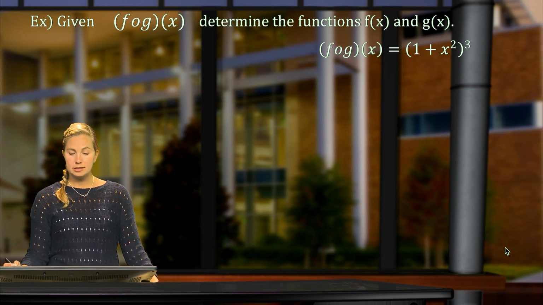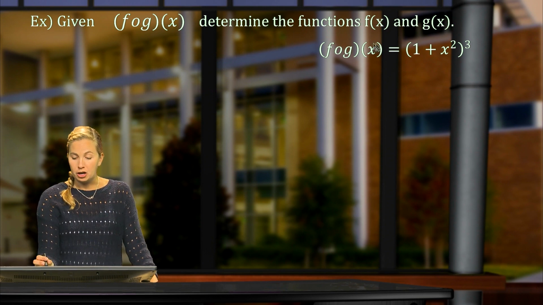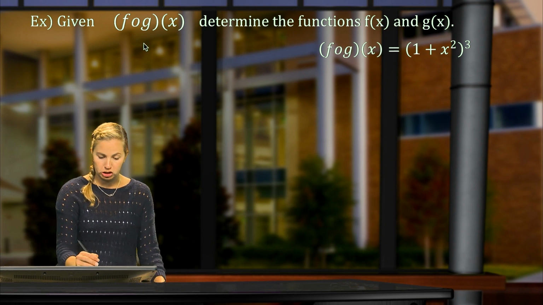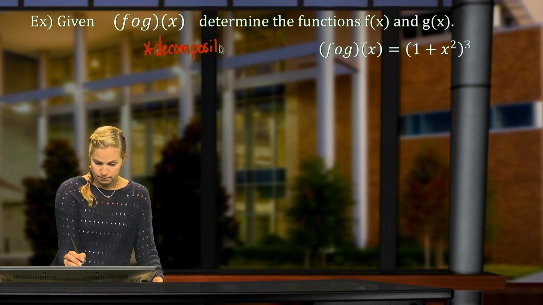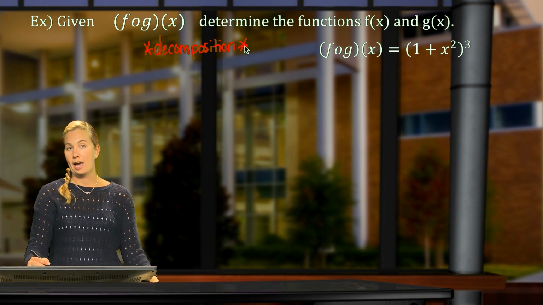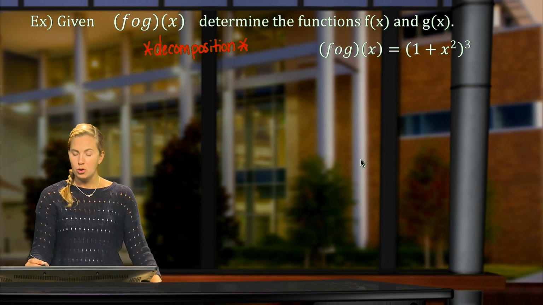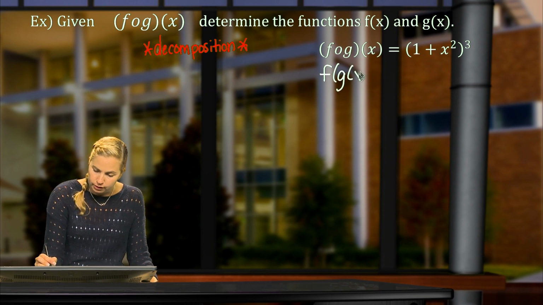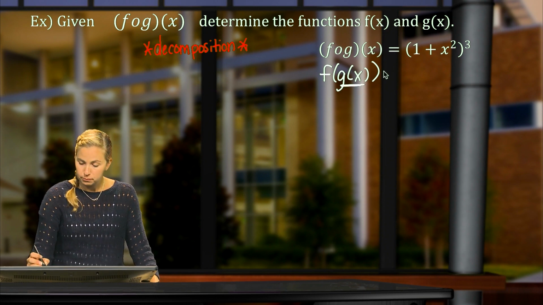Given f of g of x, determine what functions f of x and g of x were used to come up with it. So we've got our composite function now. The process of finding f of x and g of x is called decomposition. If you guys go on to take a calculus course, you'll look at decomposition again. So we're trying to figure out what was the inside function, what was the outside function. Because again, this is the same as f of g of x.